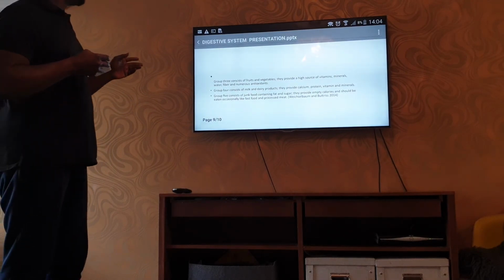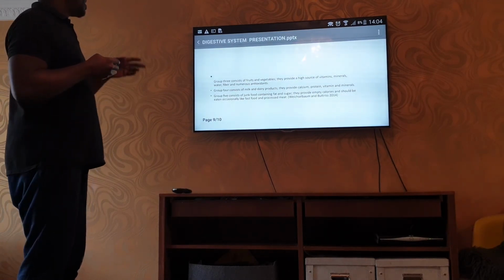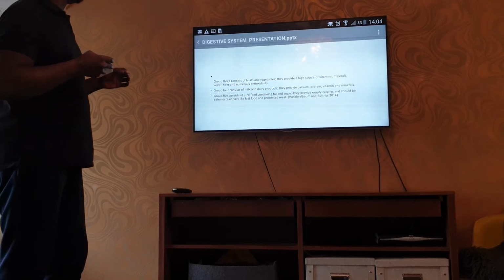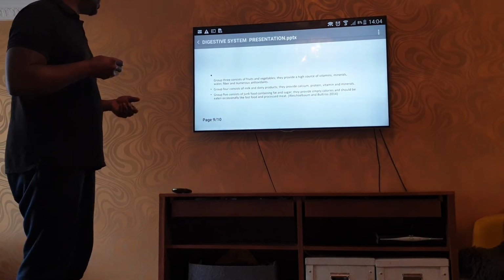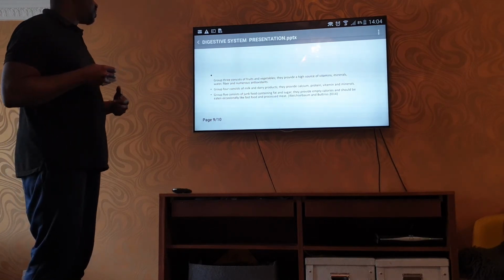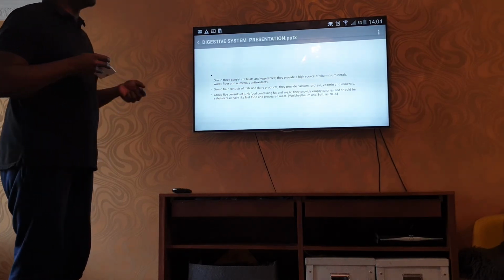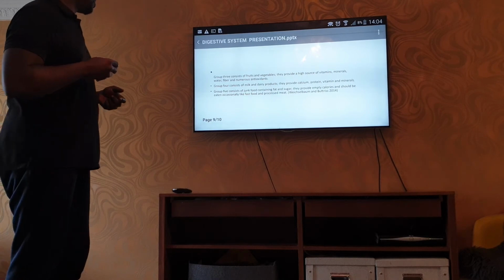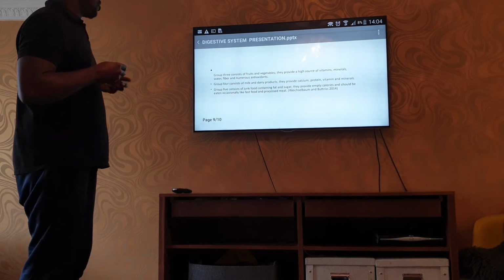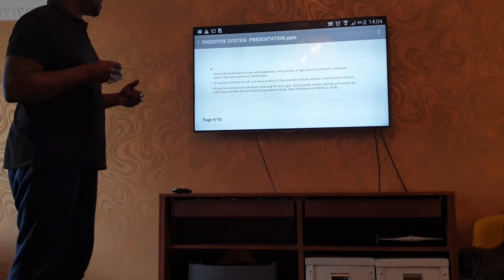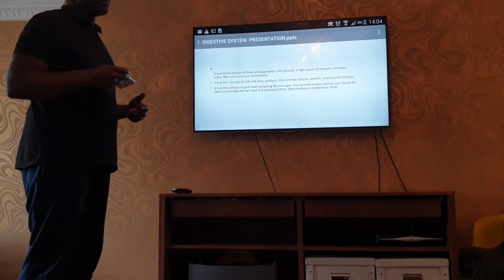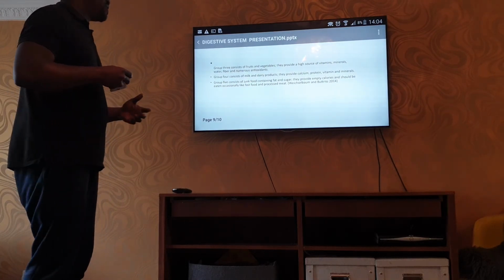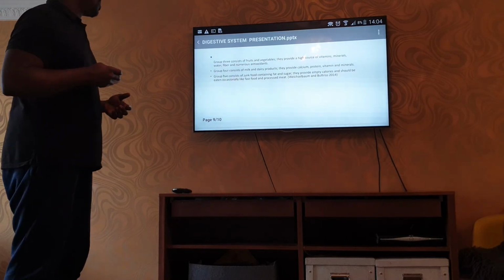Group 3 consists of fruits and vegetables. They provide a high source of vitamins, minerals, water, fiber, and numerous antioxidants. Group 4 consists of milk and dairy products. They provide calcium, protein, vitamins, and minerals.